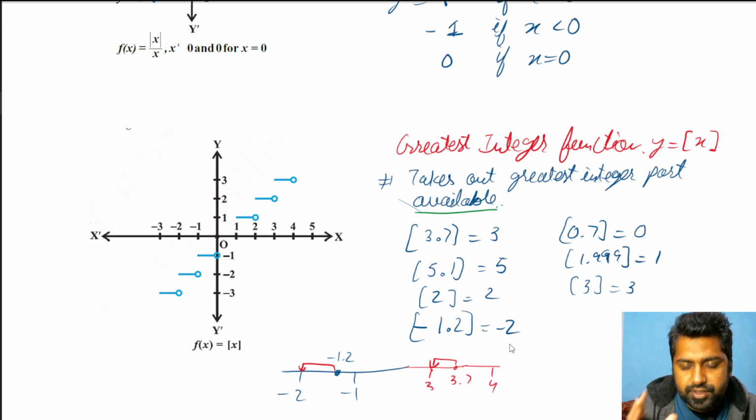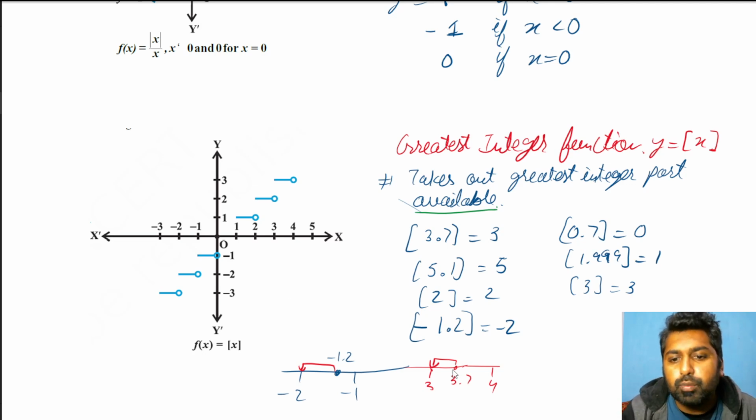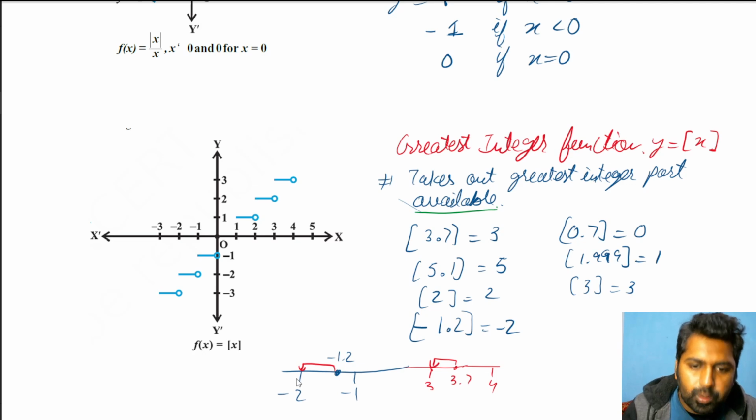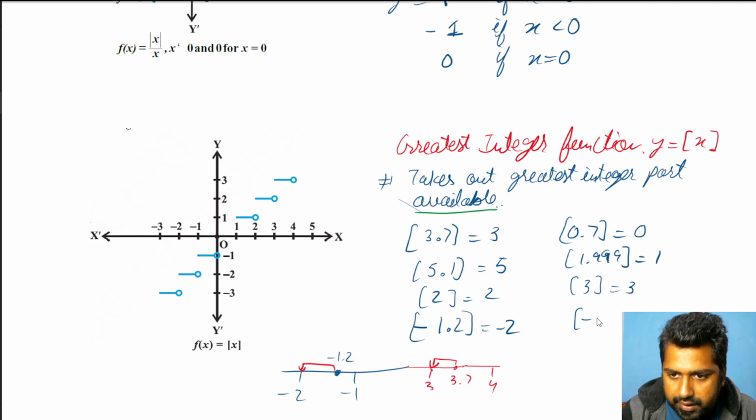3.7, greatest integer is 3. Why? Because we are taking only the integer part that is right now available to us, 3, not more than 3.7. We cannot go more than 3.7, we have to go less than 3.7. Same thing you follow here, but for a negative number it will always be 1 less. Minus 1.2, it will be minus 2. Similarly, if I take minus 0.7, try to think what is less than minus 0.7. What is the integer? That's minus 1.